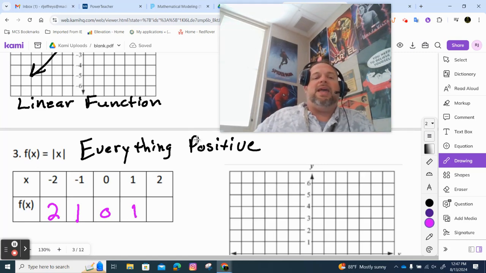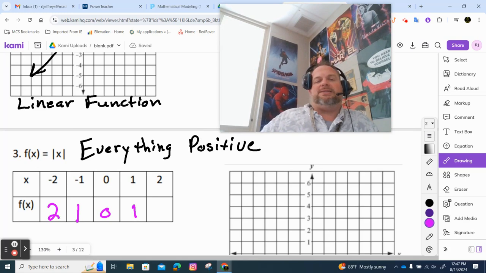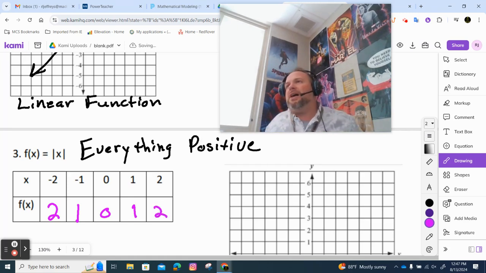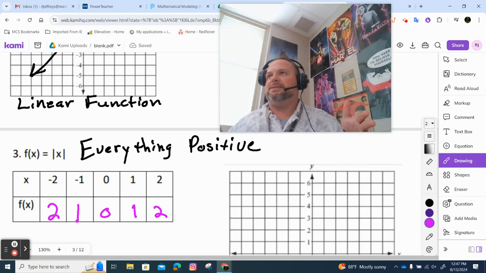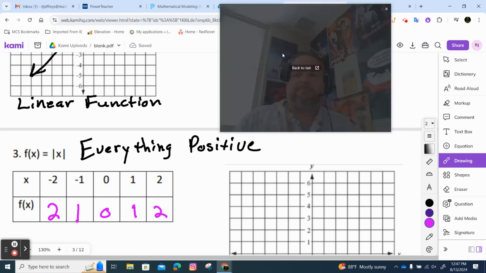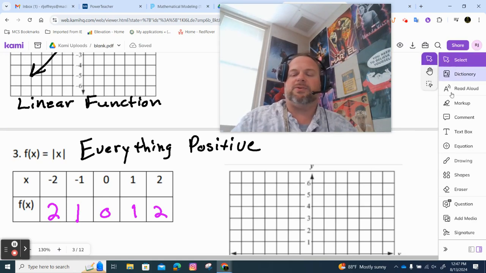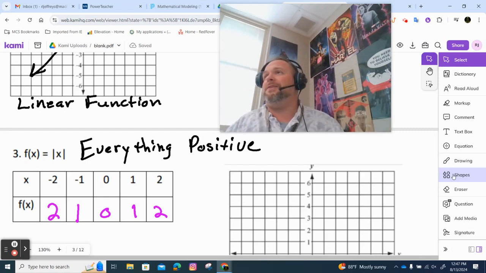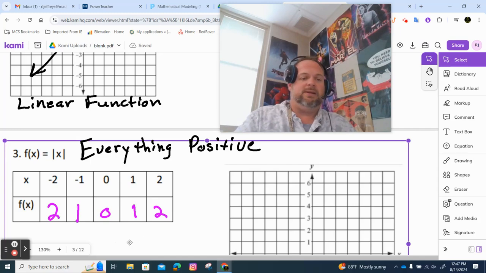1. Okay, if it makes everything positive, how is it going to make a positive negative? And then 2. Absolute value is actually used as a distance. It's a distance from 0. Just like that former student of mine that's on a submarine. They say make your depth 150. They don't say go negative 150.